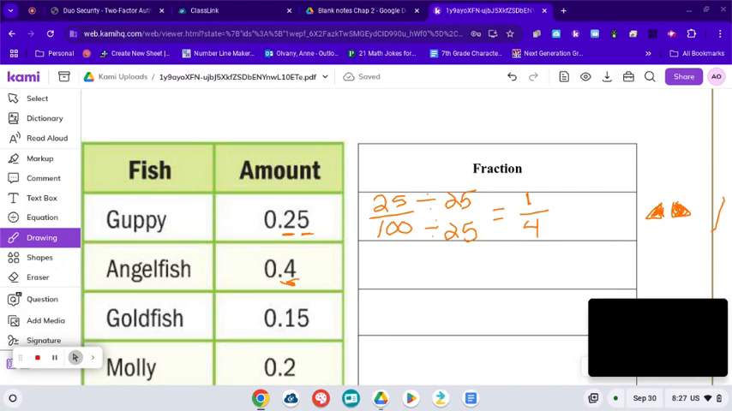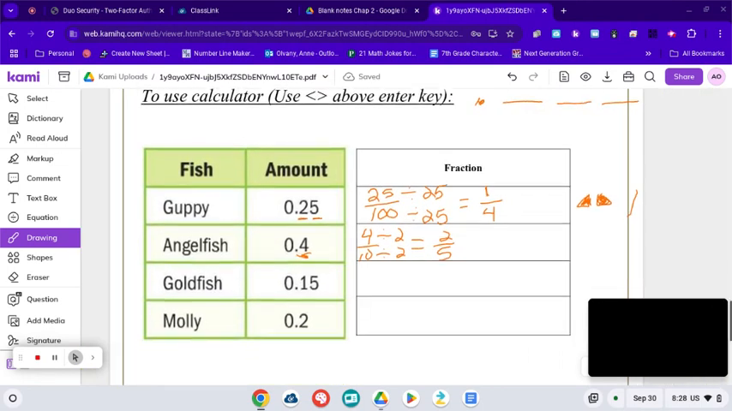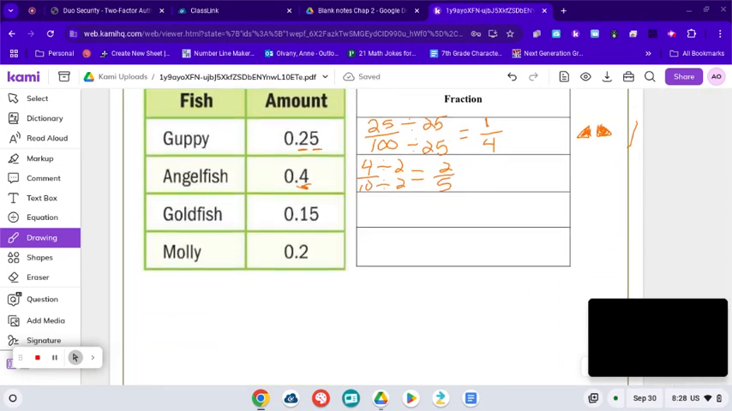0.4, that's the tenths place. That means this is 4 tenths. We can simplify. We simplify by dividing by a common factor to 2/5. And again, just double check that on your calculator. Type in 0.4, double arrow, enter, and you should get 2/5. Easy peasy, right?